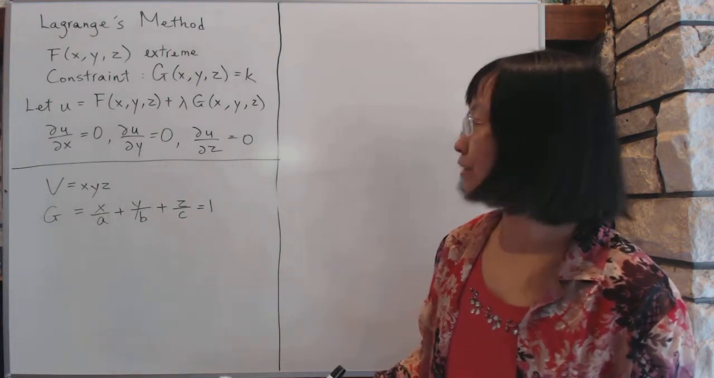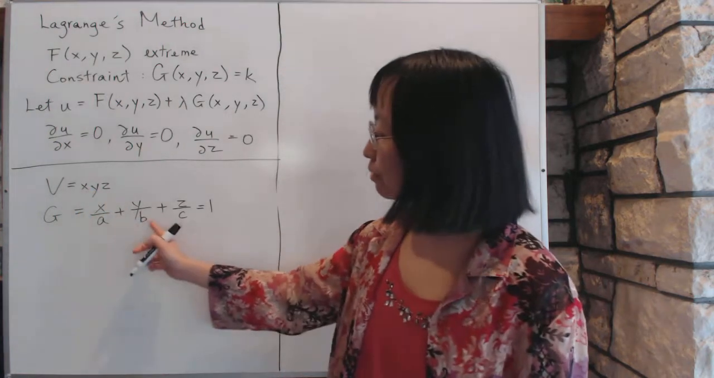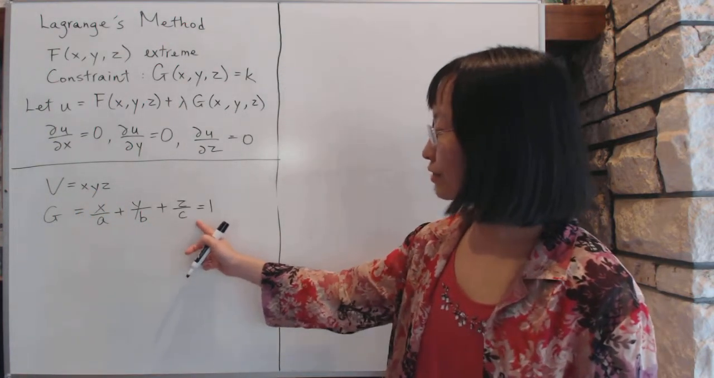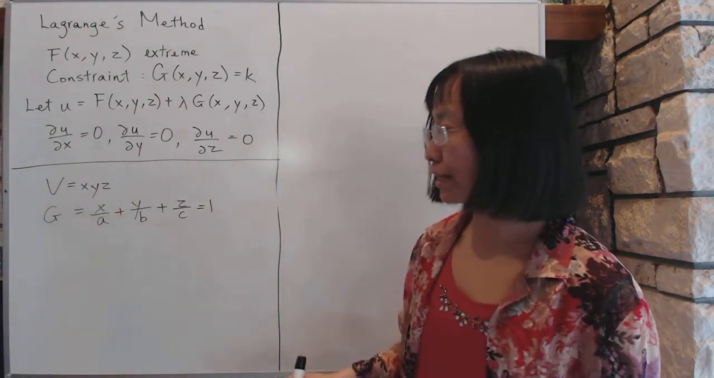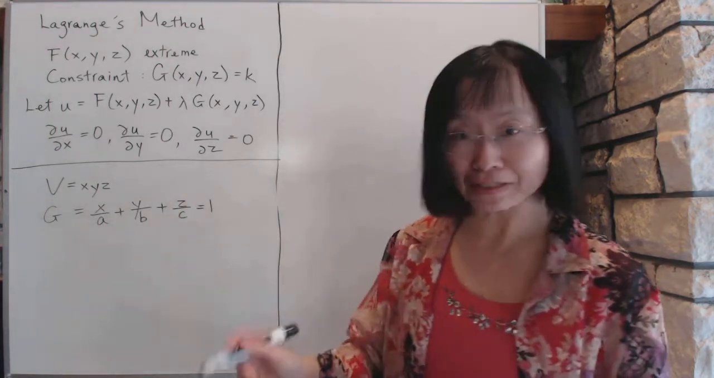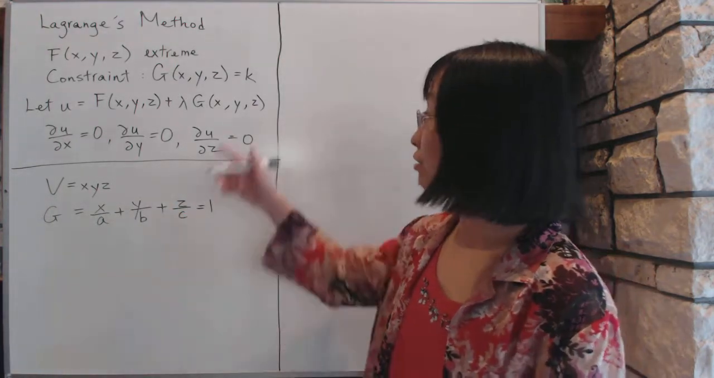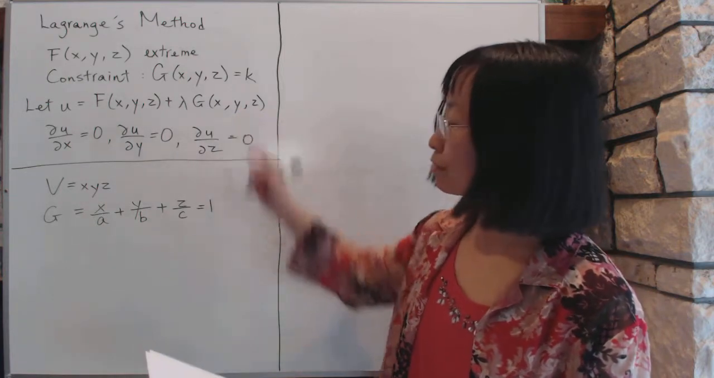Now, as an example of that, let's look at this super easy example. G is the condition x over a plus y over b plus z over c equal to 1. And we're supposed to find the maximum value we can get out of xyz. You can consider that to be the volume, but we really don't care what it's called. Let's just crank it out according to Lagrange's method. So we'll follow exactly what Lagrange says.